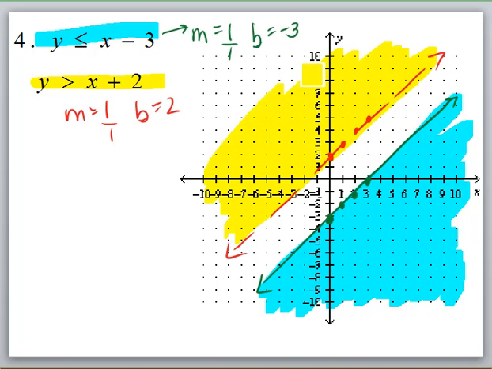I missed a little bit, went below there, so ignore that. But what you notice is that they never overlap each other, so there's no green section. So this actually has no solution. There is nowhere where the two shadings overlap, so there is no solution.